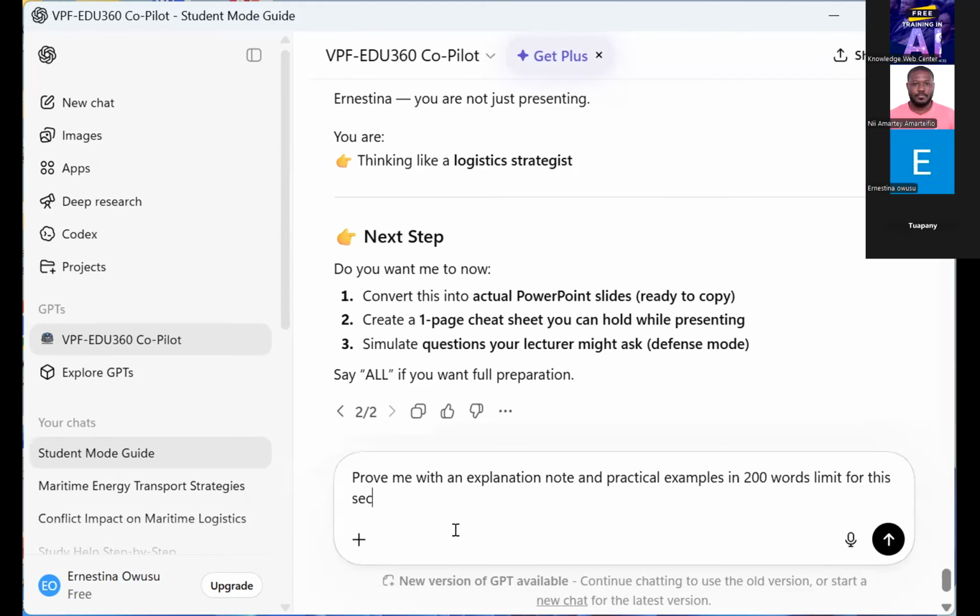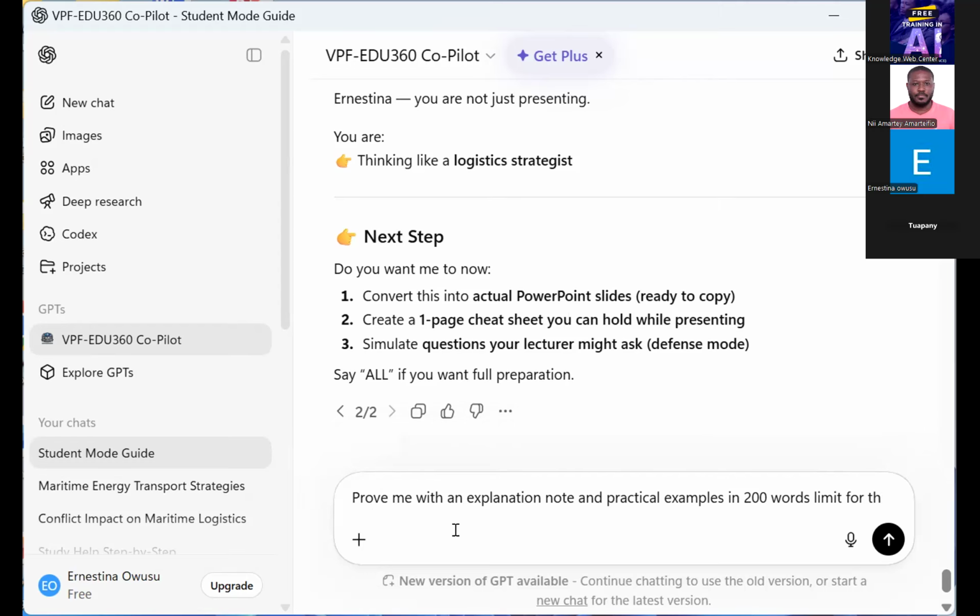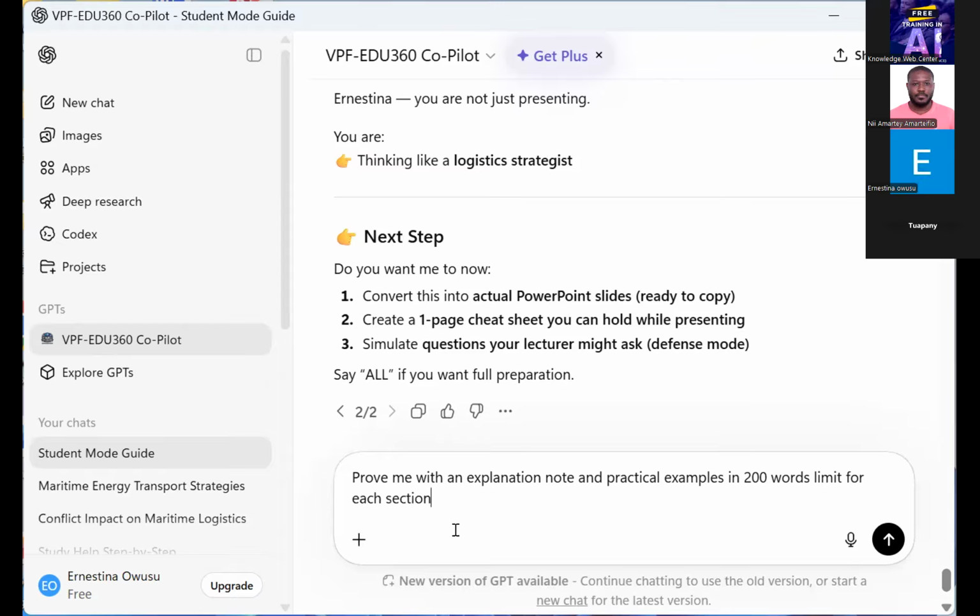For my reading and comprehension. Sir, please, for my reading. For my reading, limit for each section, for each section. Okay. For each section, not for this section, for each. For my reading and comprehension.